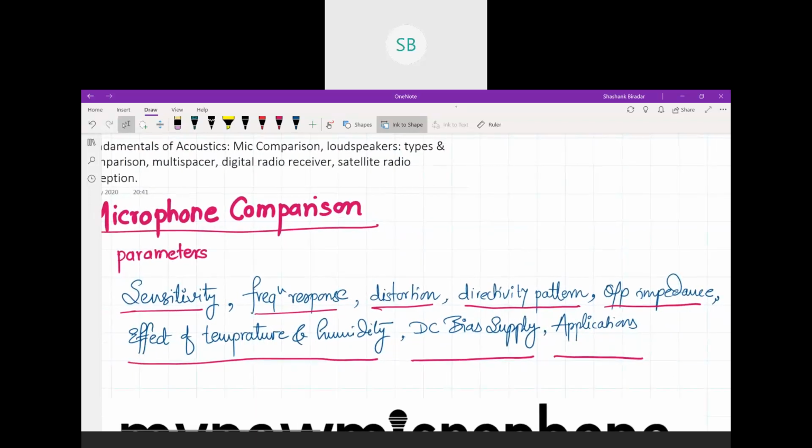Okay, so till date we have seen five types of microphones. Okay, the first one was carbon.